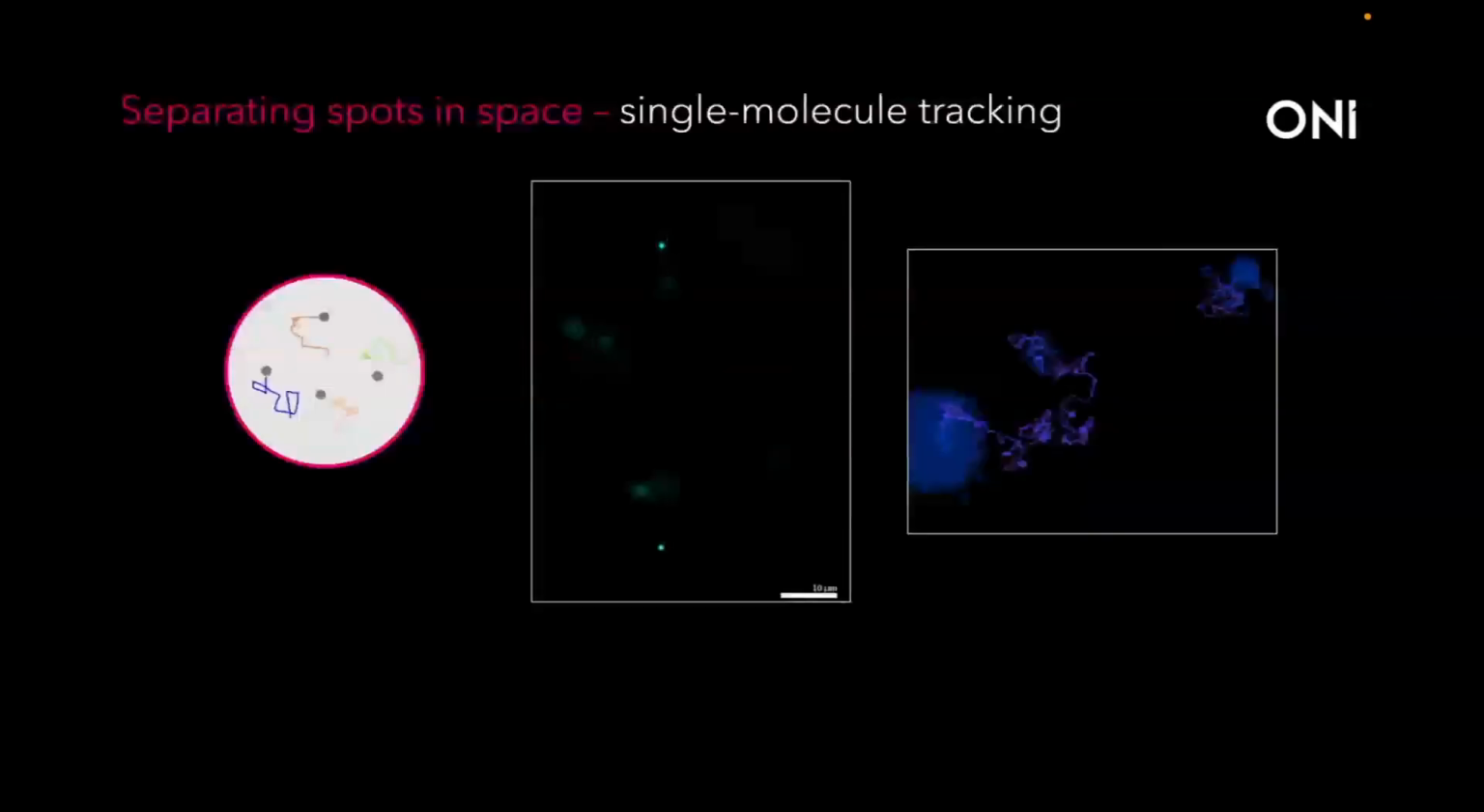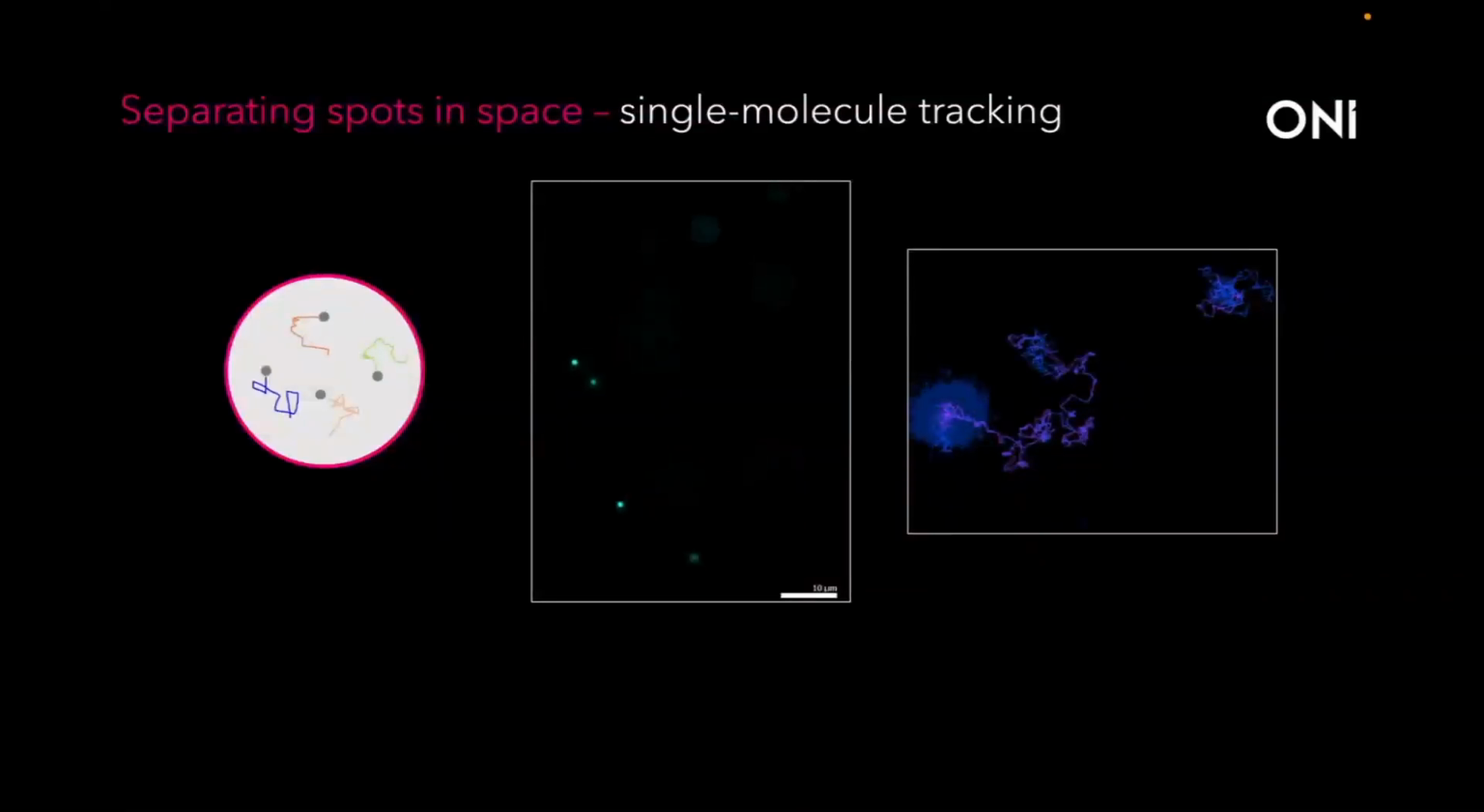So one way to do that is to simply separate your spots in space. You can do that by having very sparse samples, such that the odds that any one spot overlaps with another is extremely low. And this is typically used for single molecule tracking or single particle tracking, where you tend to label a subset of the molecules that you're interested in and then track them over time. And you can then localize this.